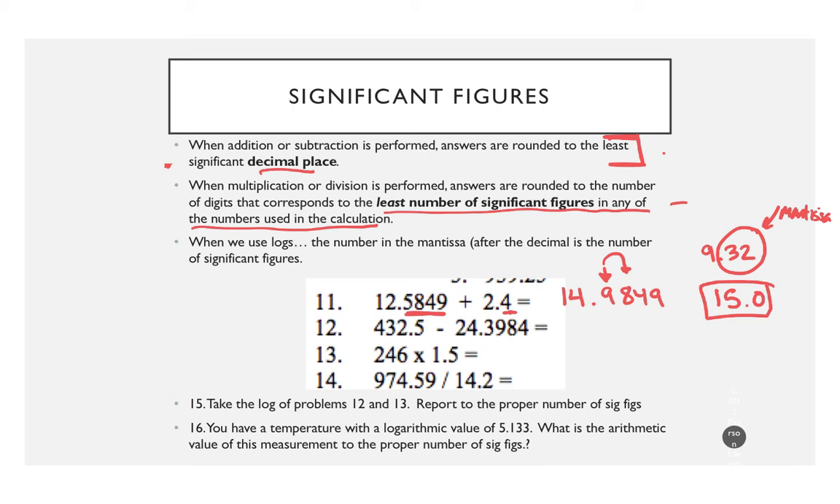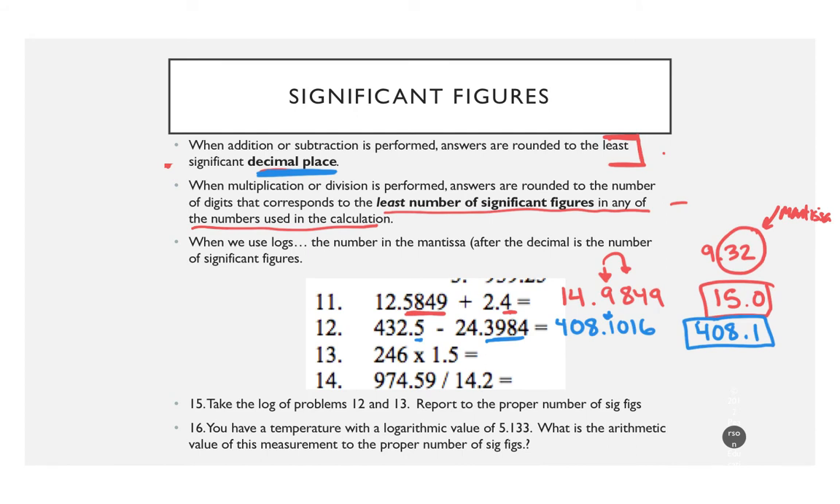All right, for our second one here, if I take 432 minus 24.3984 and put that in my calculator, I get an answer of 408.1016. Okay, this is subtraction. So again, I'm looking for the least number of decimal places. So this number has 1 after the decimal. This has 4 after the decimal. So I'm going to round to the 1 number after the decimal. So that's this. I look behind that, that's a 0. So my answer becomes 408.1.